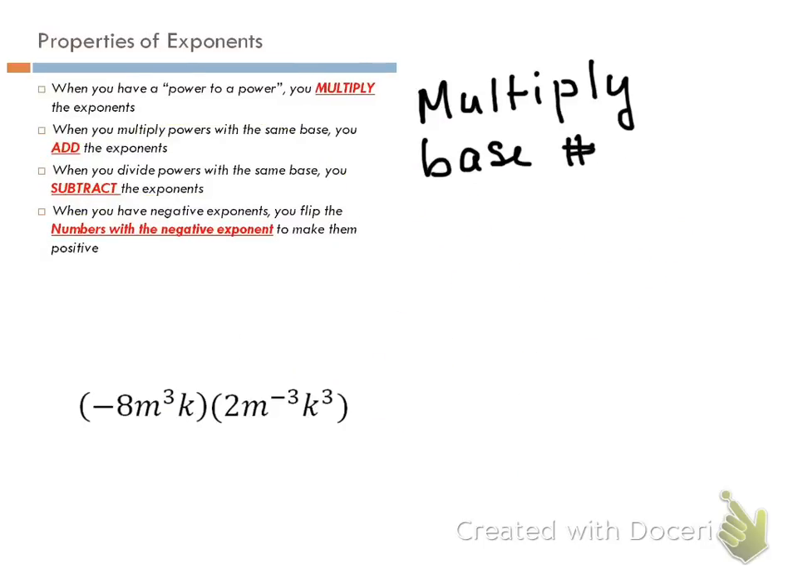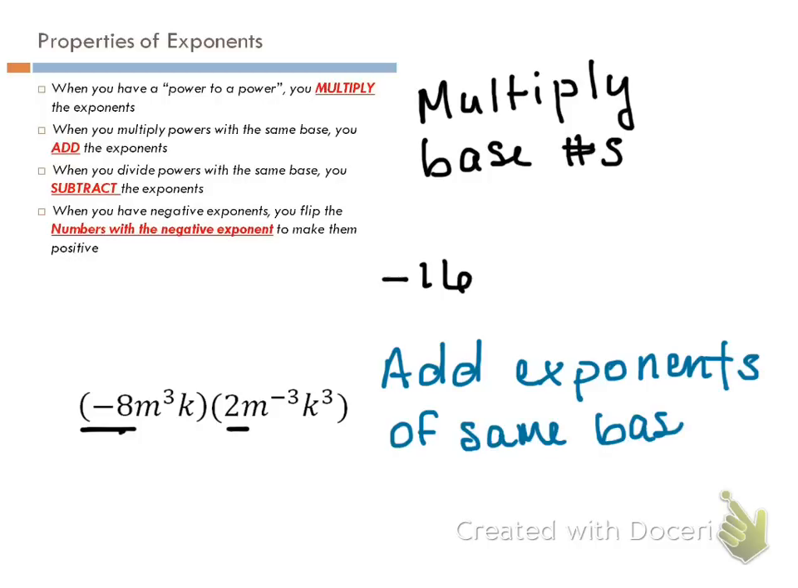Okay, so our last one. First thing we need to do is multiply the base numbers because there's no like terms inside the parentheses. The base number is just the number by itself on the outside. It's not an exponential number, just the base number. So we have negative 8 times 2, which is negative 16. Next, we need to add the exponents of the same base. When you multiply, you add those exponents.